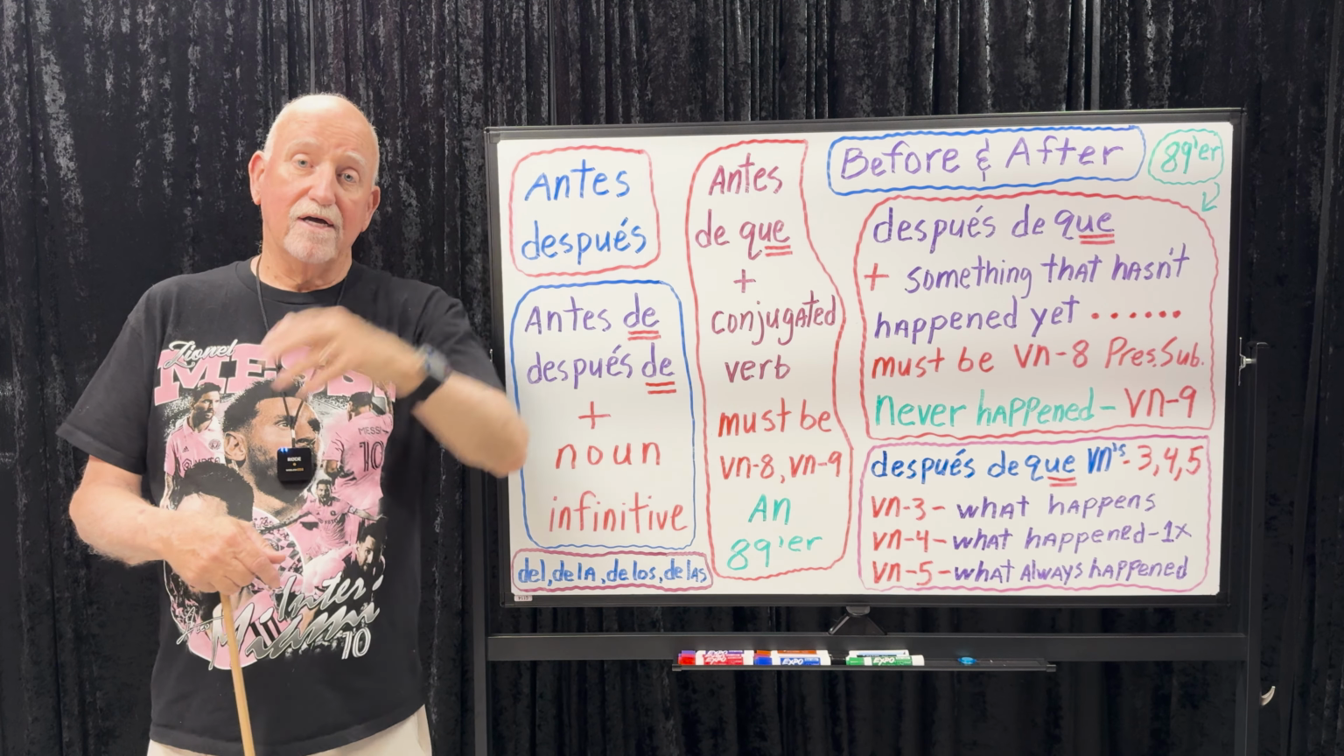This one is not used too often at all. We point it out because it does exist. Now, let's go to our last cluster. Después de que plus verb numbers 3, 4, and 5. 3 is the present, 4 is the preterite, 5 is the imperfect. If you want to say after followed by something that you do all the time or always happens, that's just present tense. It's just innocent, right?